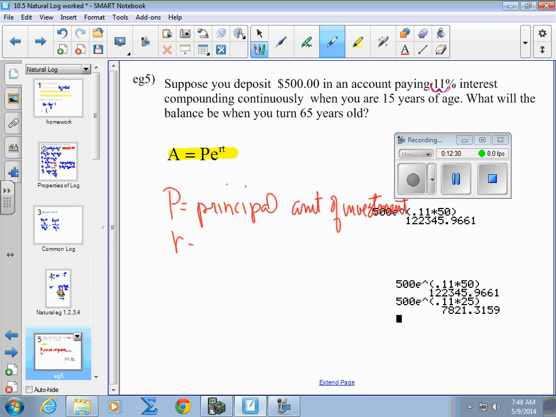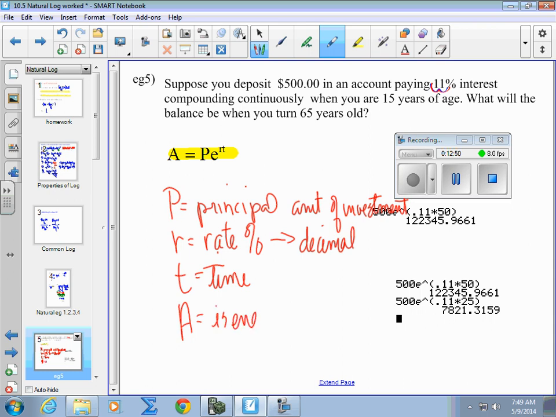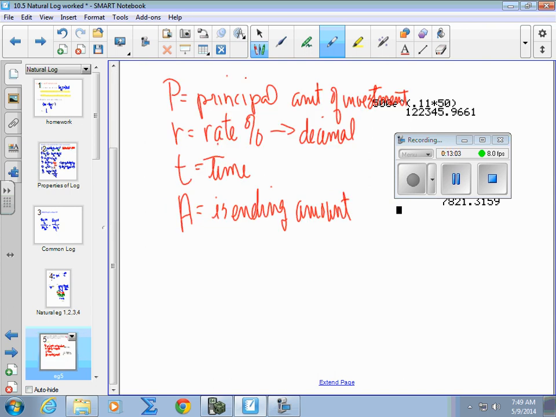R is equal to the rate. It is a percentage, so you need to change it to a decimal. T is time. And A is the ending amount, or the amount that you'll have at the end of the investment. Principal is the amount of the investment.